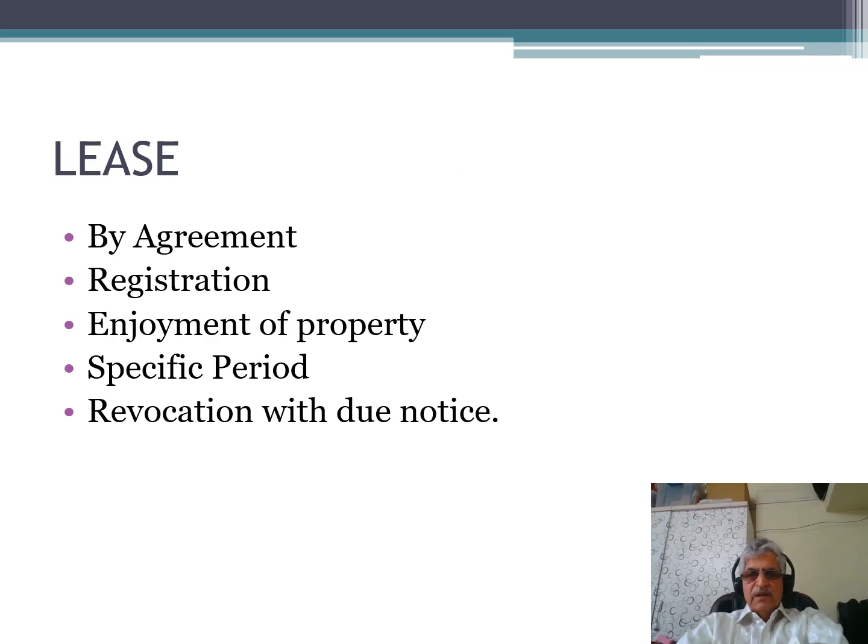So this is the mortgage. Then there is another type. It is called lease. Lease is the immovable property given for beneficial use or permanently on lease.